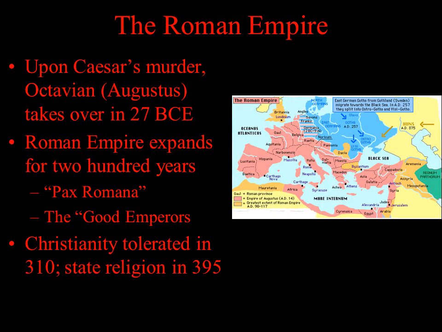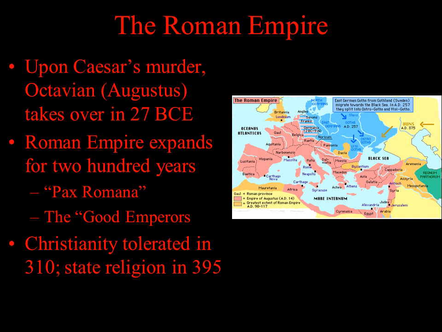So upon Caesar's murder, a man named Octavian, a young boy actually, who later changed his name to Augustus, takes over in 27 BCE, and this is the Roman Empire. And again, if you look at this territory here, this is a massive empire, all the way through the northern part of Germany, all the way into what we call the Middle East, North Africa, etc.